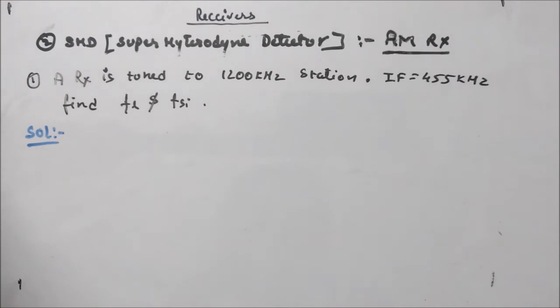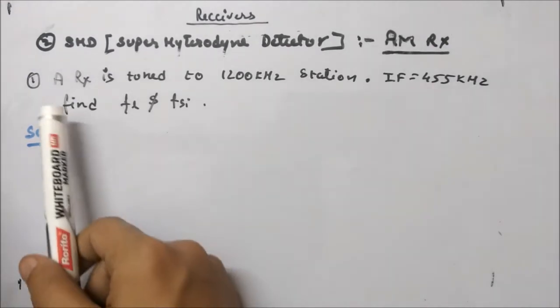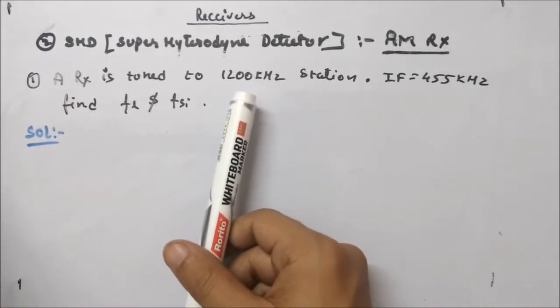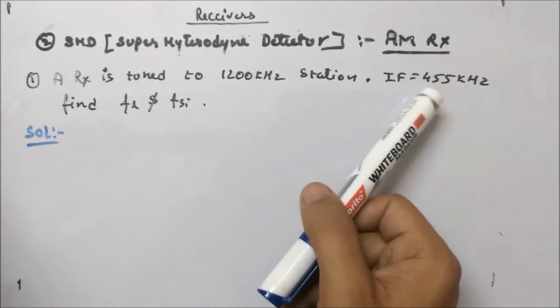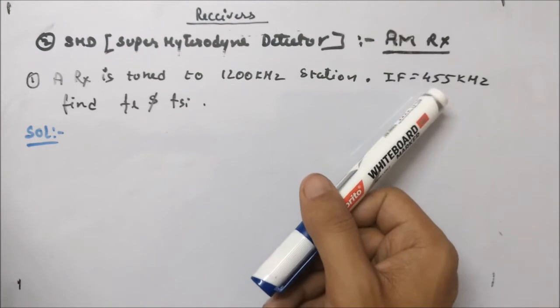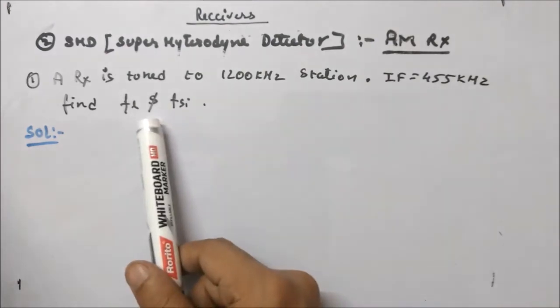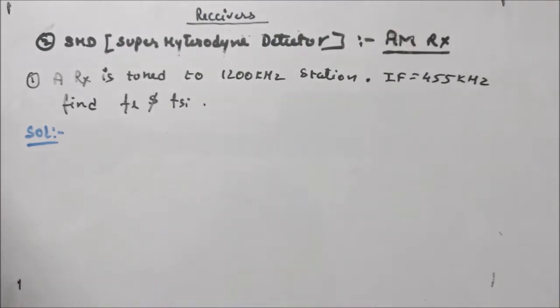Okay, let's take an example. A receiver is tuned to a 1200 kilohertz station. The intermediate frequency is given as 455 kilohertz. You have to find the value of FL and FSI.